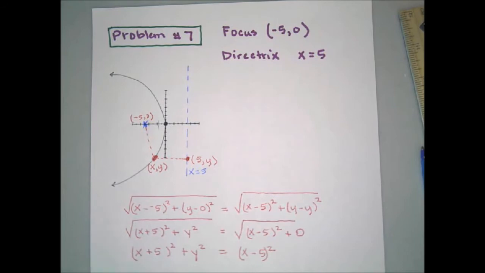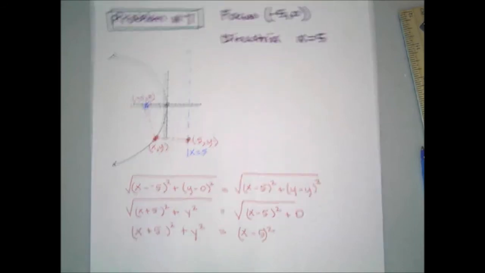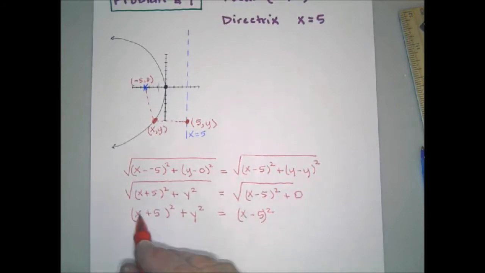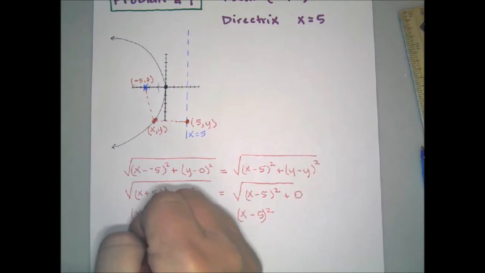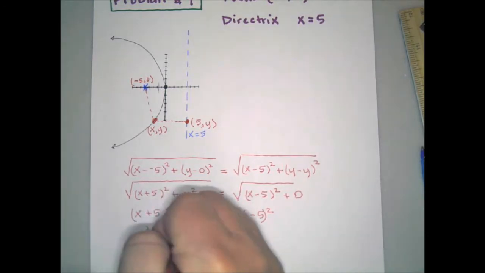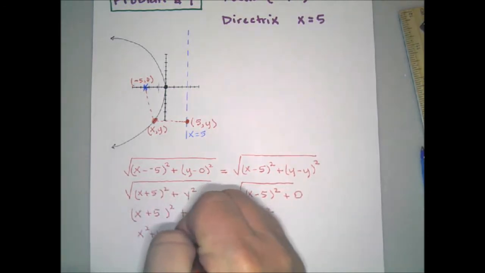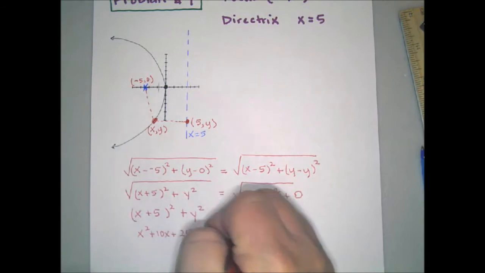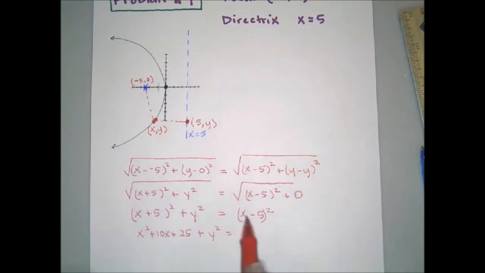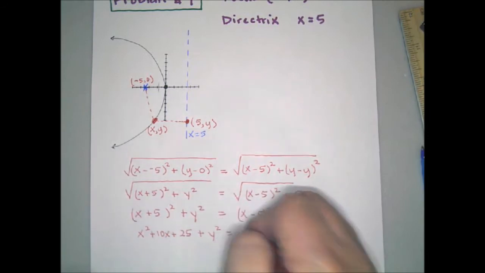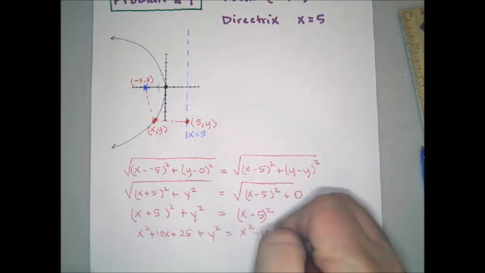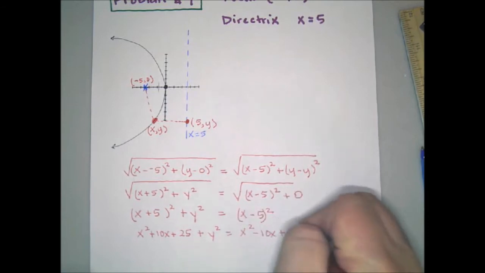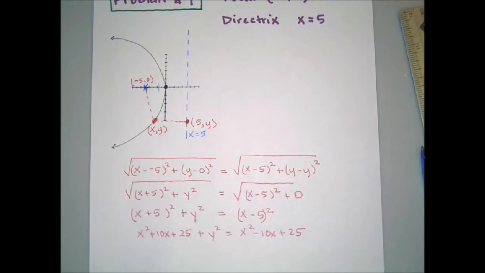Okay, the next thing I'm going to have to do is expand my square. I'm going to have to FOIL this out. X squared plus 10x plus 25 plus y squared equals x squared minus 10x plus 25. Now, there are some nice things that are going to happen at this point.